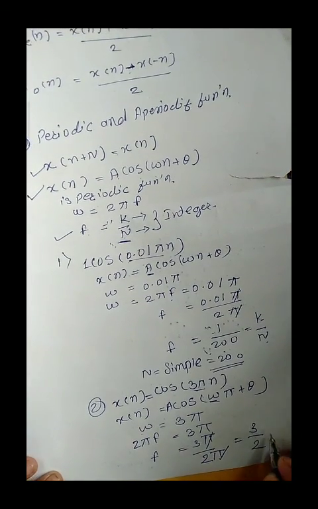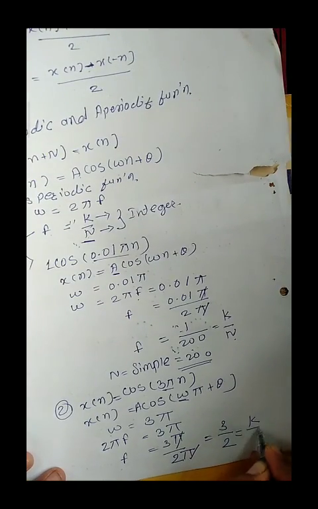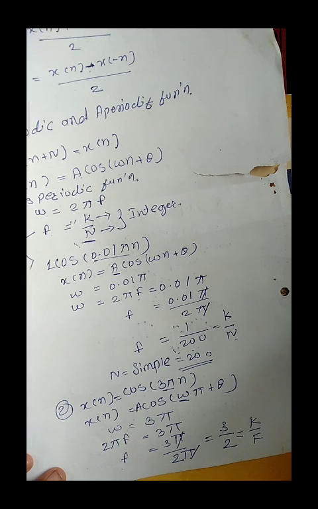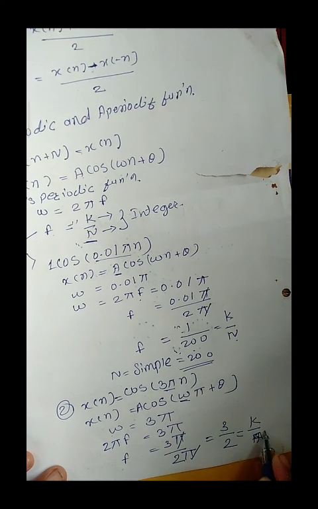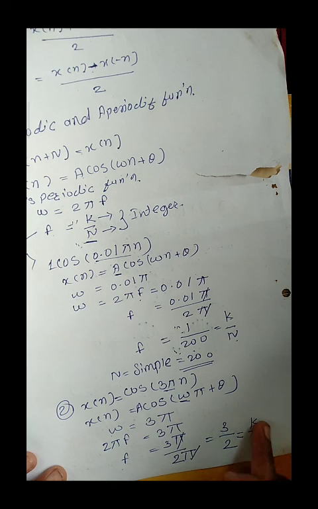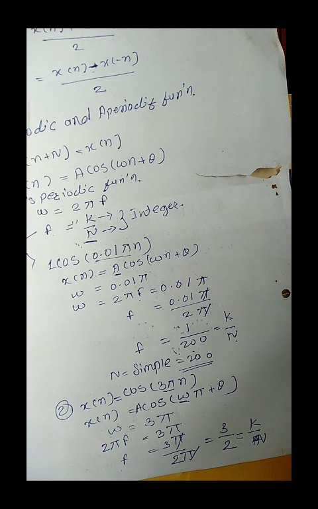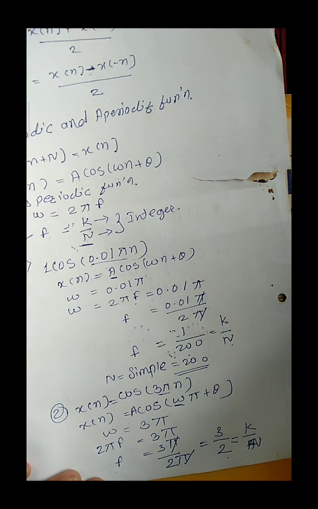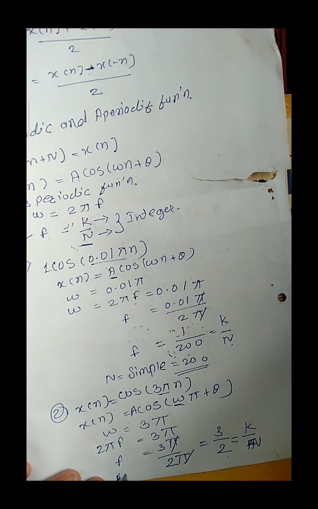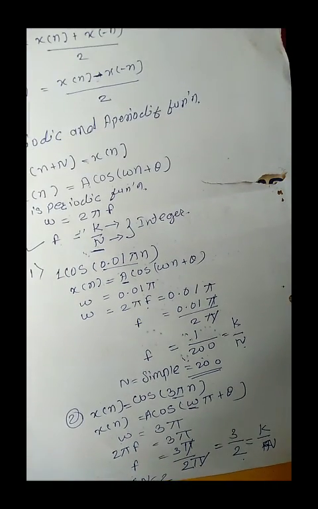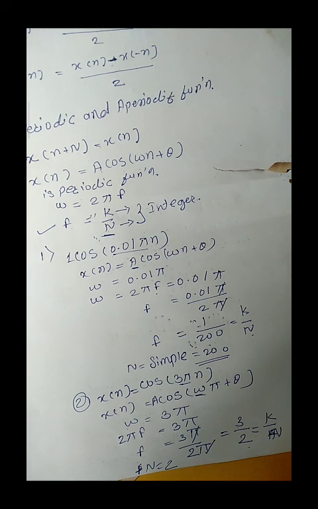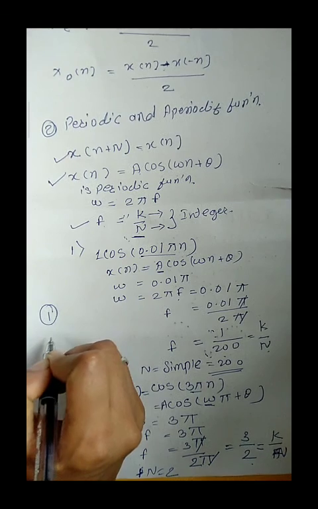Right? So it is also equal to k upon n. F is equal to k upon n. We can get 3 by 2. So the value of k is 3 and the number of samples is 2. Here the answer is n is equal to 2. So I hope you can understand those two questions.